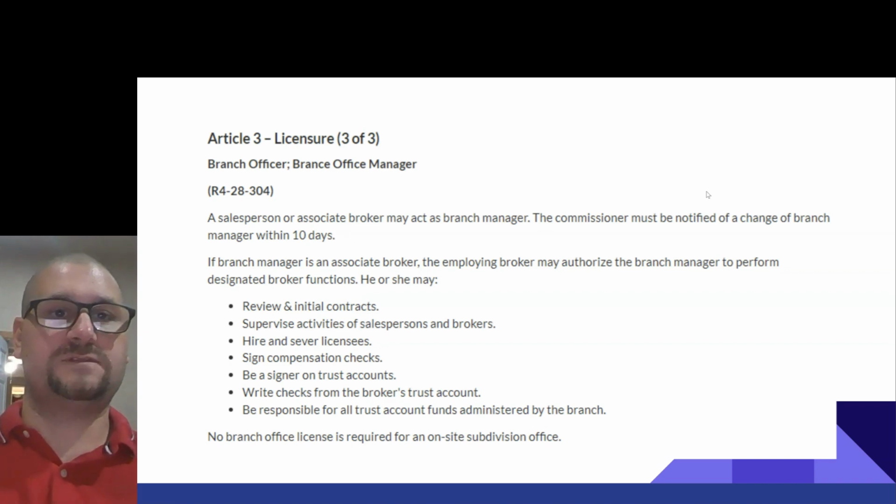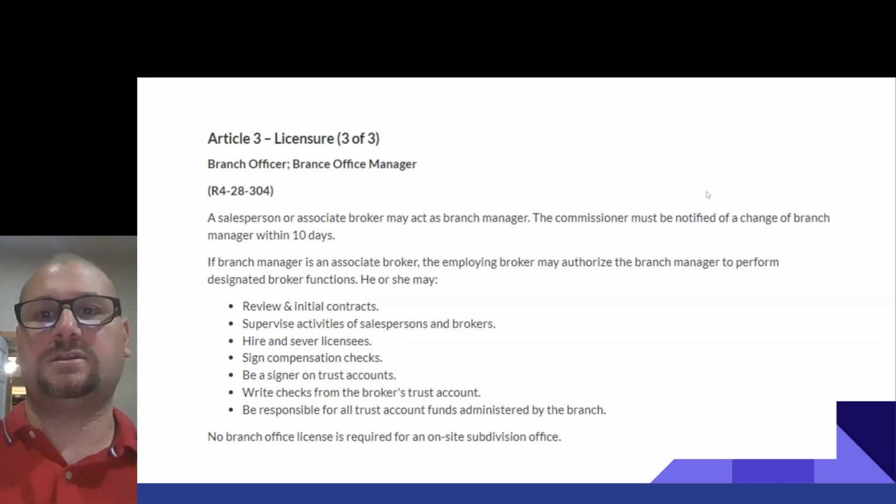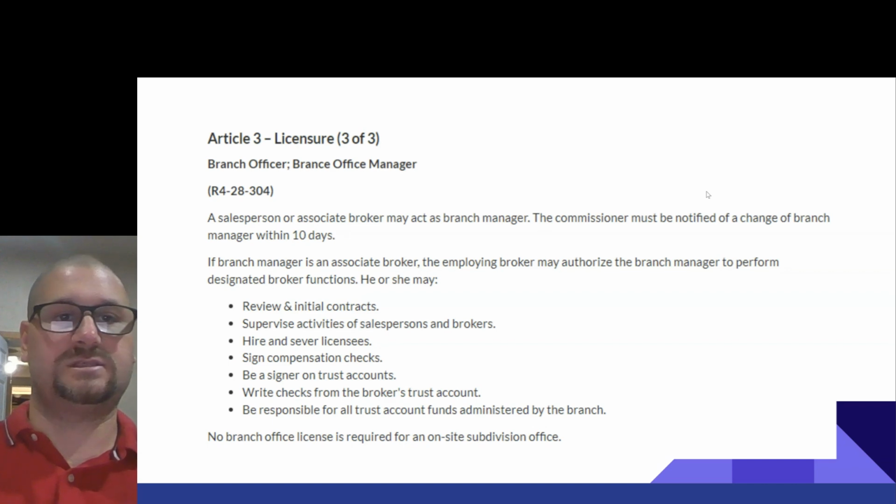Article 3, branch officer, branch office manager. Part 4, the commissioner's rules. A salesperson or associate broker may act as a branch manager. The commissioner must be notified of a change of branch manager within 10 days.